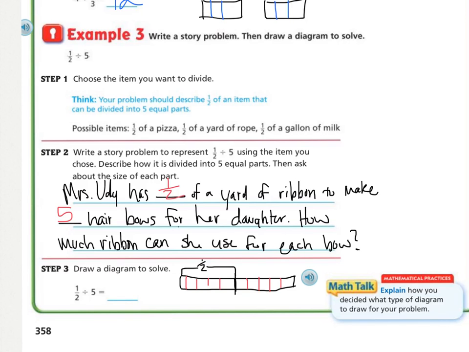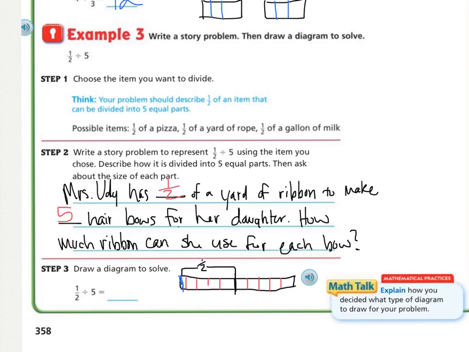Okay, so for my diagram, I drew a picture of just what I would call a yard of ribbon, and then I cut it in half, and I'm only focused on the 1/2 because that's what I started with. And then I needed to divide that by 5. So I made sure I have 1, 2, 3, 4, 5 pieces within my half. But I also need to know what this fraction is because I need one of those. Like I need to know what size one of those are.